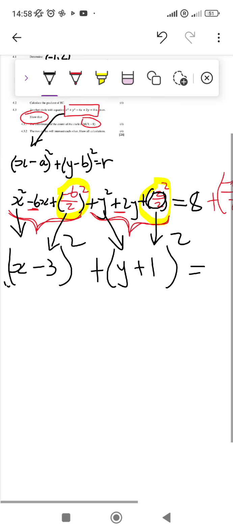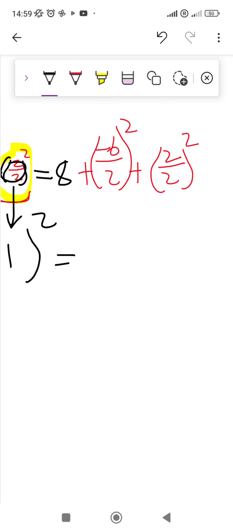Okay, so we've completed our square, but now what we need on the right side is to simplify. The 8 is still an 8. Minus 6 divided by 2 is going to be a negative 3. That gets squared, it's going to be a positive 9. 2 divided by 2 is 1. 1 squared is still just 1. So that is going to give us 18.